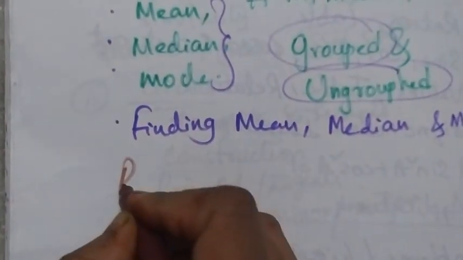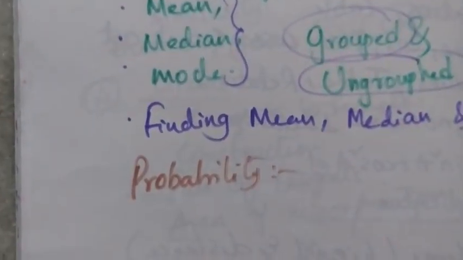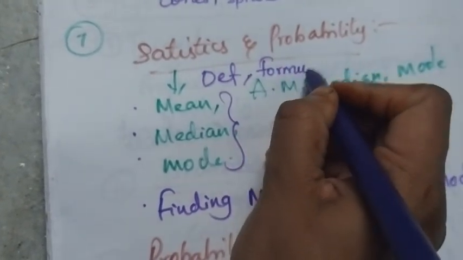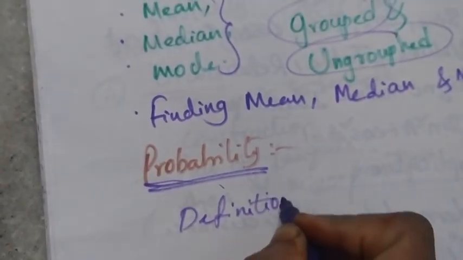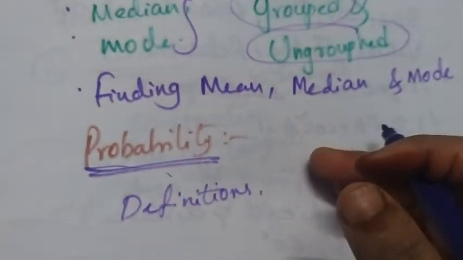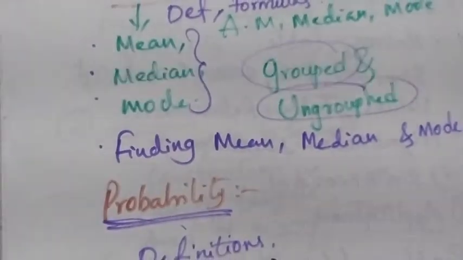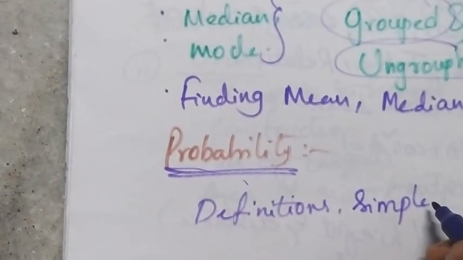Problems. Probability: now in this we have the concept of definitions, and formulas, how to find them. In this also we have MCQs, how to solve them, and median, mean, mode also come in MCQs. So different simple problems based on these probabilities, children.